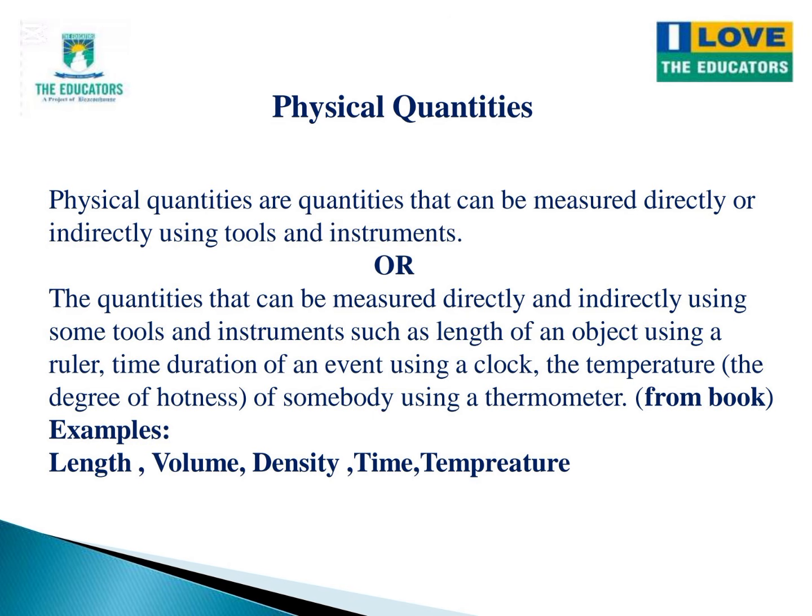According to the book definition, physical quantities are quantities that can be measured directly or indirectly using tools and instruments. Let's understand this definition. A physical quantity is something that we can measure using a measuring instrument. For example, the length of an object can be measured by a ruler. The time duration of an event can be measured by a clock. The temperature of a body can be measured by a thermometer. Some physical quantities are length, volume, density, time, temperature.